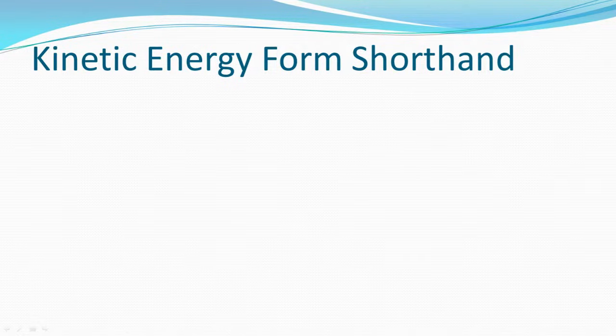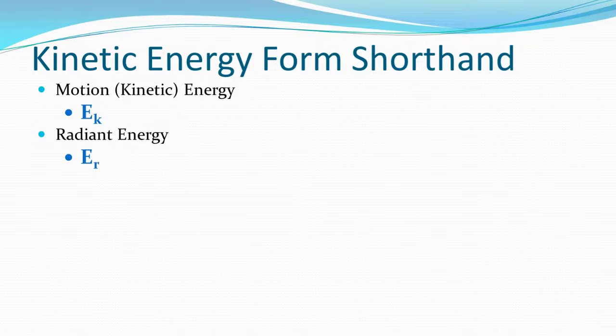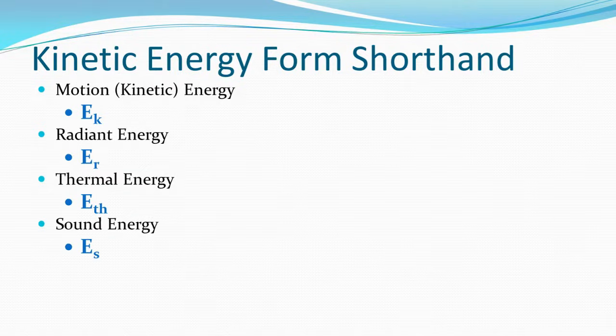We can represent the kinetic forms of energy as well. Motion or kinetic energy is E sub K for kinetic. Radiant energy can be represented by E sub R for radiant. Thermal energy can be represented by E sub Th for thermal. Sound energy can be represented by E sub S for sound. Electrical energy can be represented by E sub E for electrical.